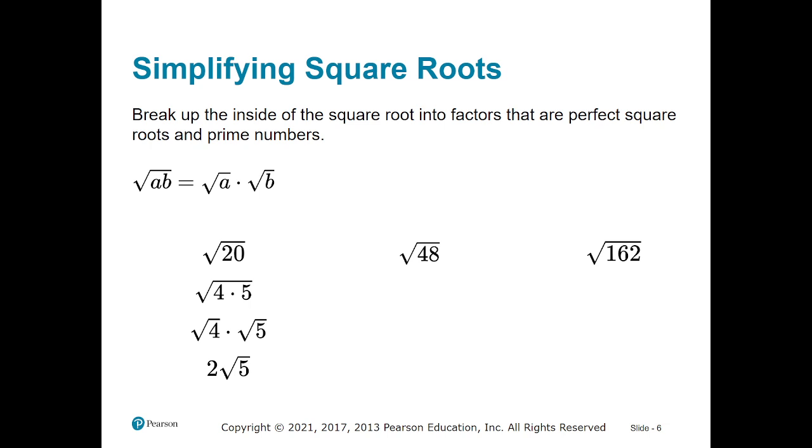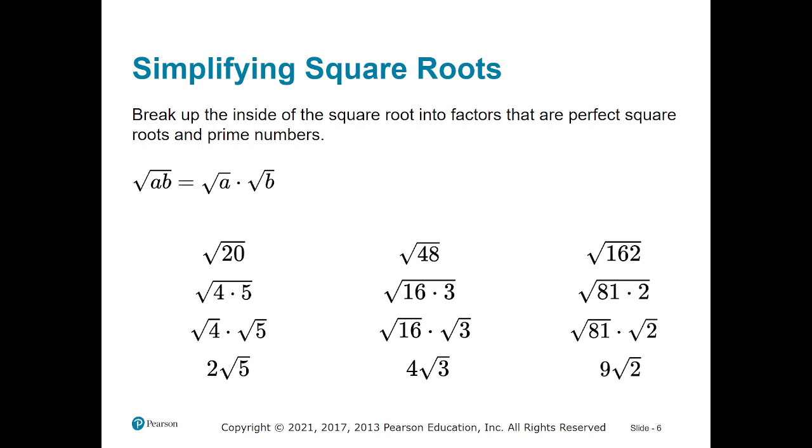Same deal with 48. We can break 48 into 16 and 3. 16 is a perfect square, 3 is not. So we evaluate it and we get 4 square root of 3. Okay, this one's a little bit bigger. The square root of 162 is actually the square root of 81 times 2. So we can break that part up under the radical, and we'll get square root 81 times square root 2. Evaluating this gives us 9 square root of 2.